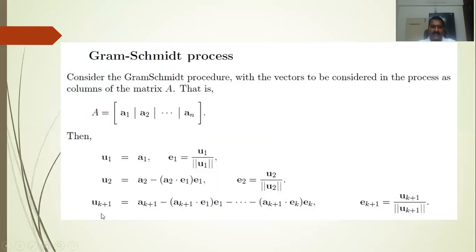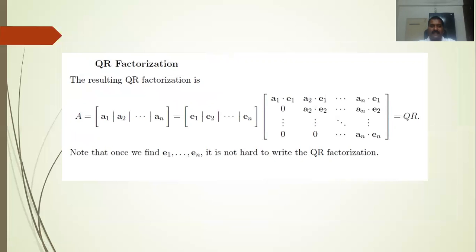Here is the generic formula. U(k+1) is A(k+1) minus A(k+1) dot E1 times E1, minus A(k+1) dot E2 times E2, and so on, minus A(k+1) dot Ek times Ek. That is, we are projecting onto the space spanned by the already orthonormalized vectors. That's the Gram-Schmidt process.